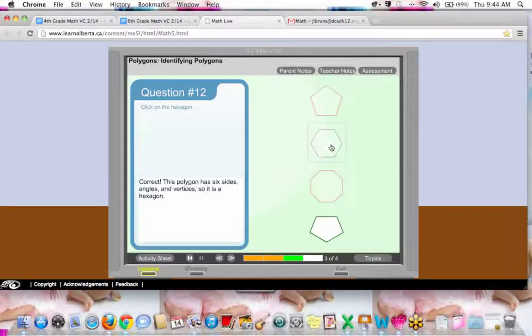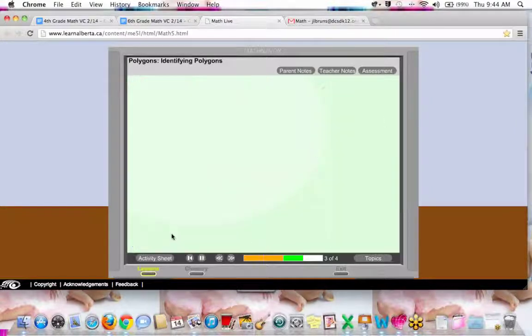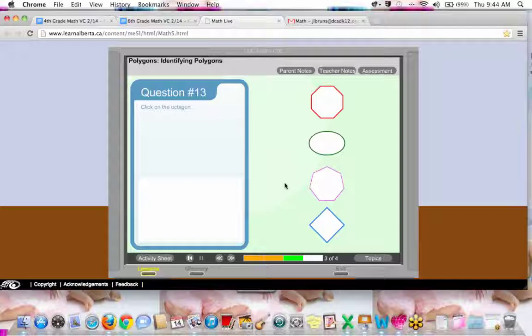And she said purple in the chat, and that is correct. Click on the octagon. All right, octagon, Dakota. Which one's the octagon? Oh, sorry, Ashley, you were muted. There you go. That would be rib. This one, right? Because it has the 8 sides and 8 angles. That's right.